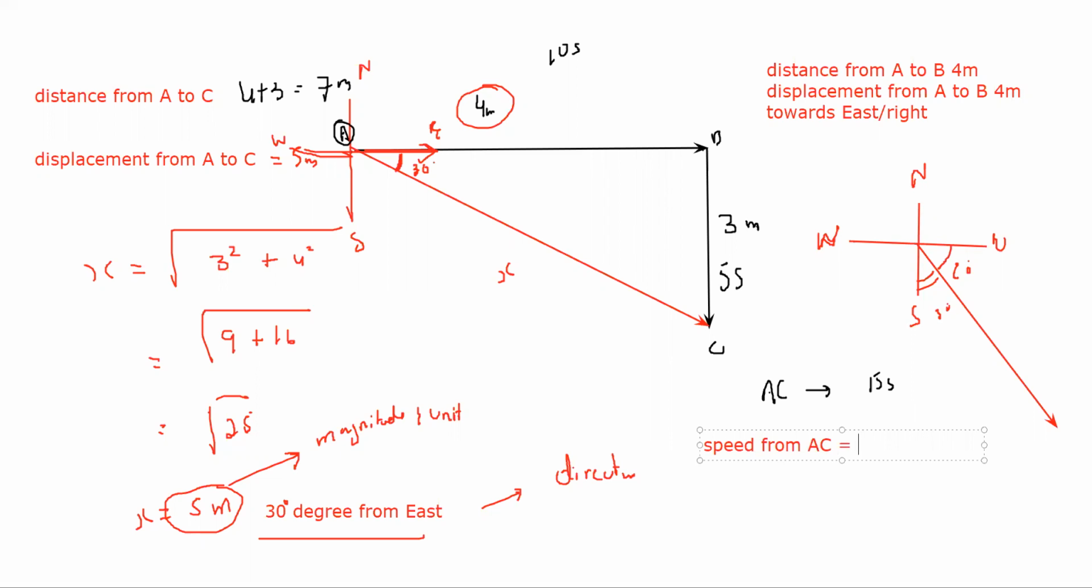So how can you calculate the speed? Speed is distance over time. So what was the distance from A to B? First it traveled 4 meters, then it traveled 3 meters. So distance was 7. And what is the time? Time is equals to 15. So 7 divided by 15. What will be the answer? 0.46. So this is 0.46 meter per second. That's a speed.